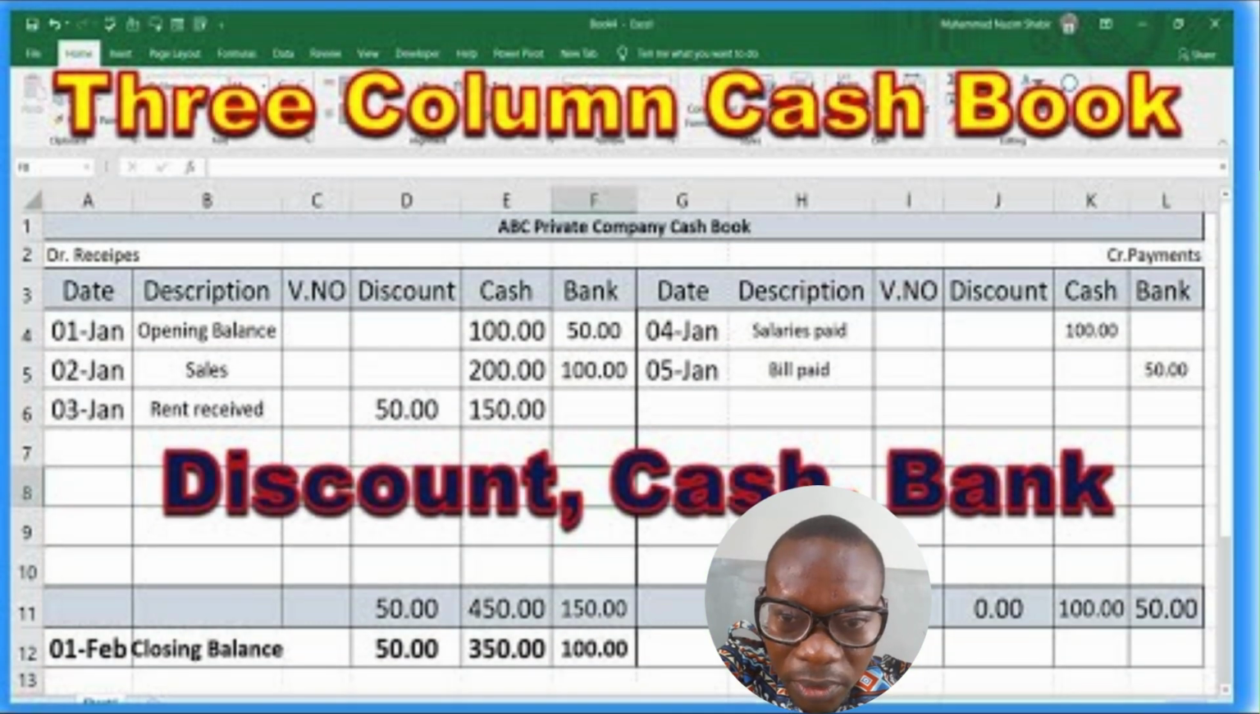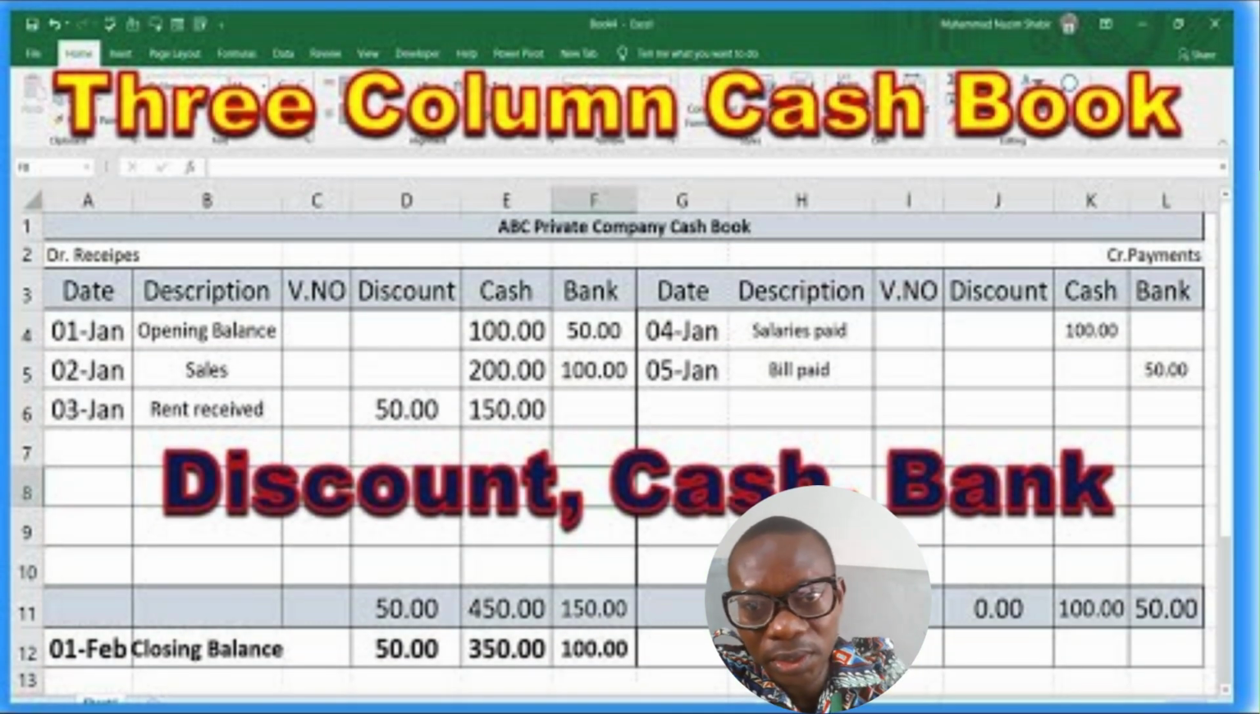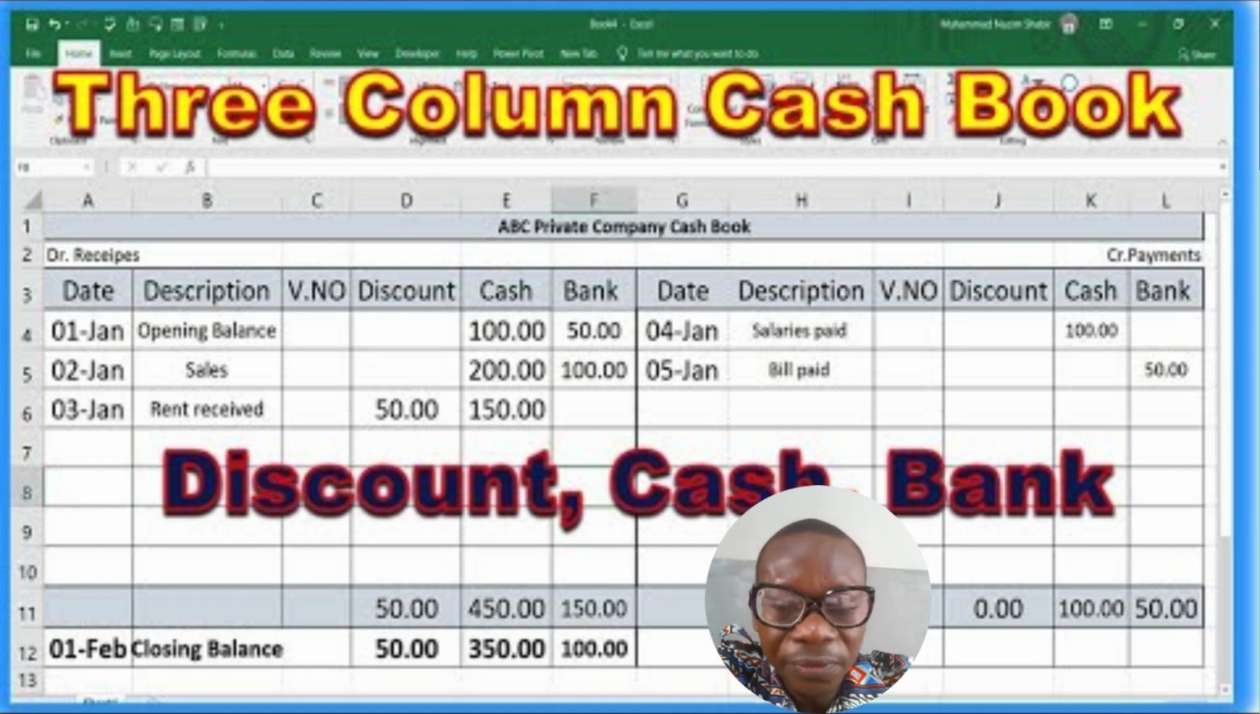And from the beginning of this content, you can see the format structure of three column cash book. And likewise, this is one of the spreadsheet accounting records. It contains dates, the description also known as particulars, voucher number, that is your folio used for recording reference, cash column, bank column, then discount.